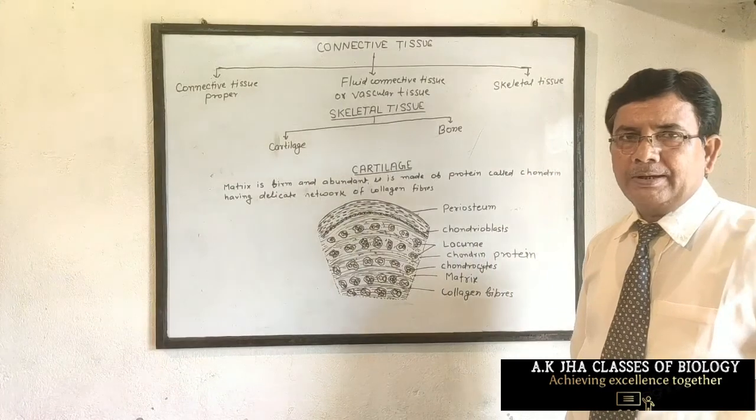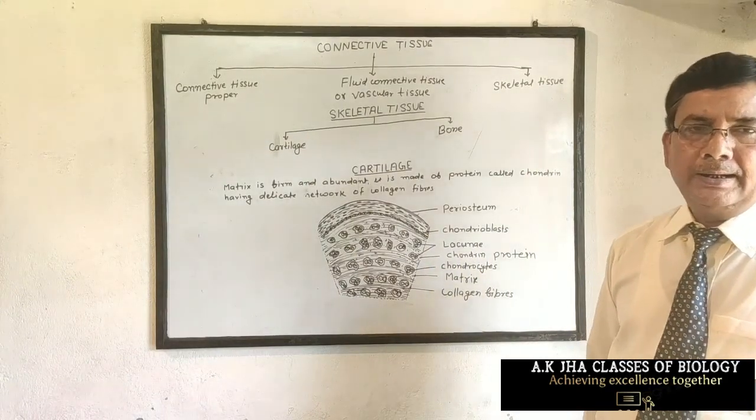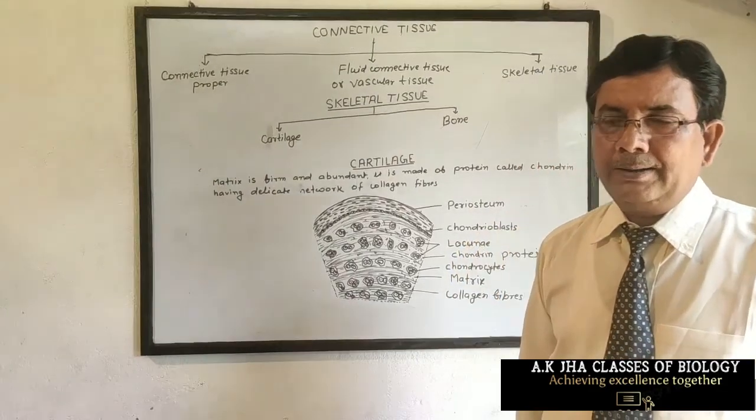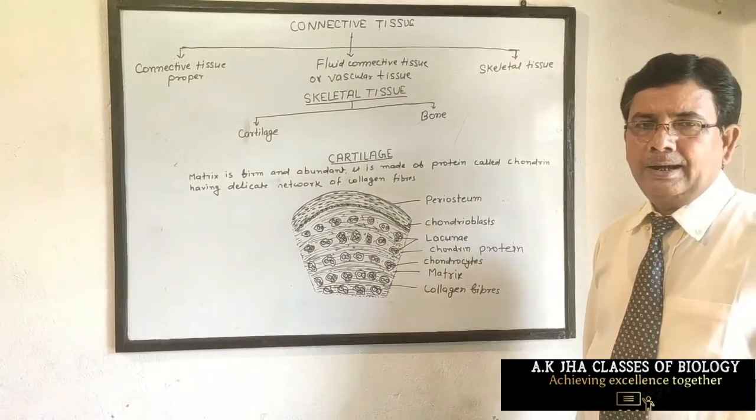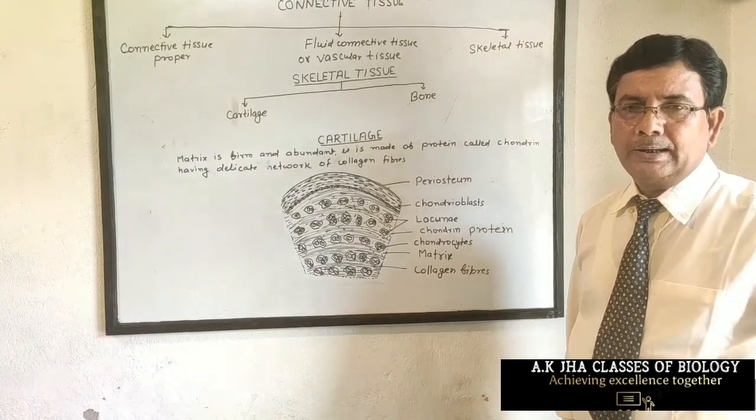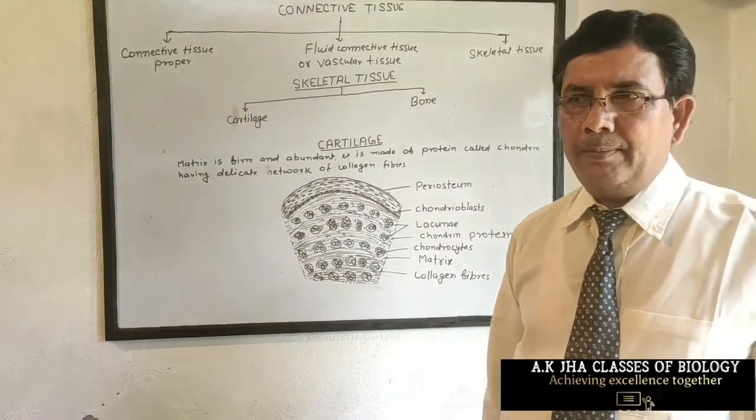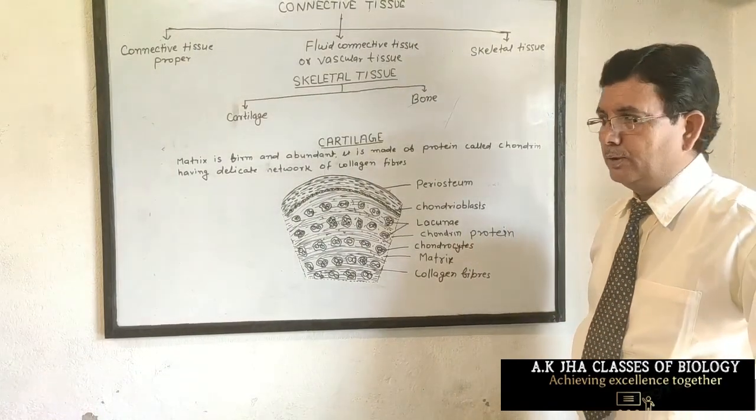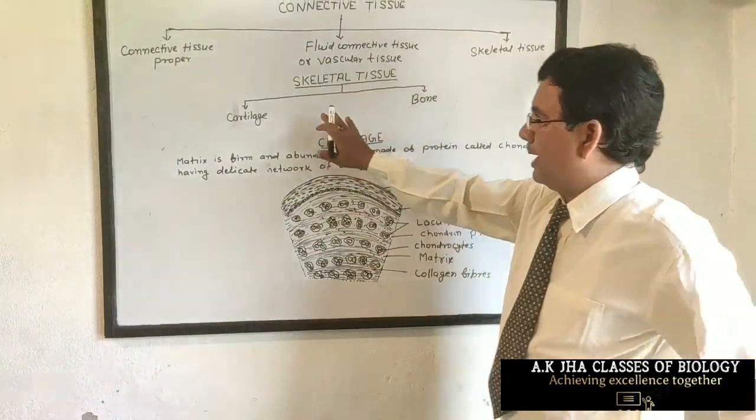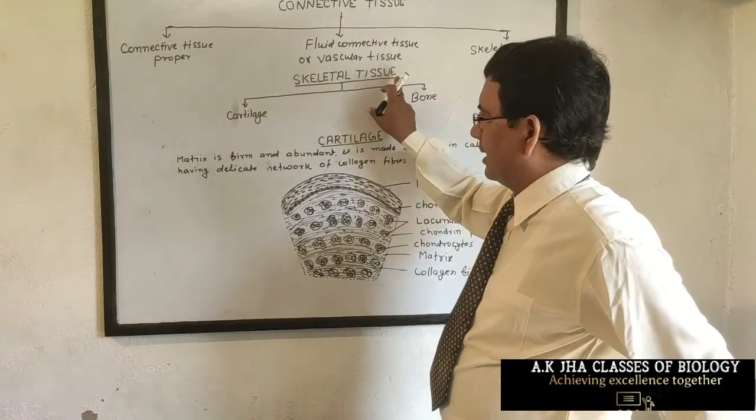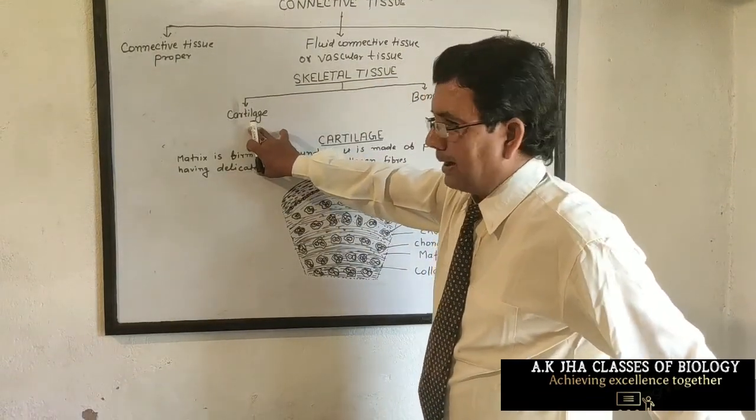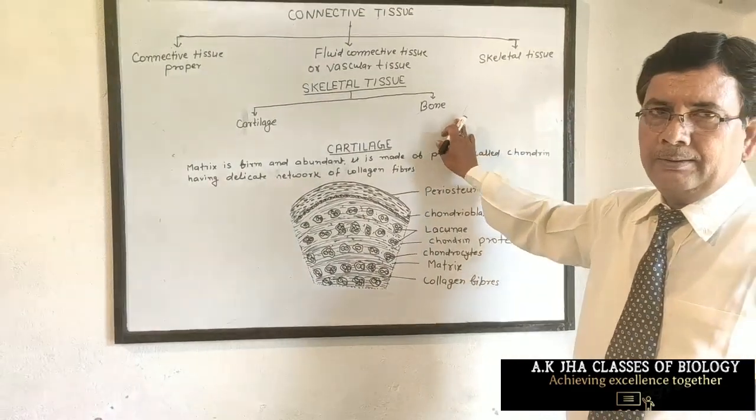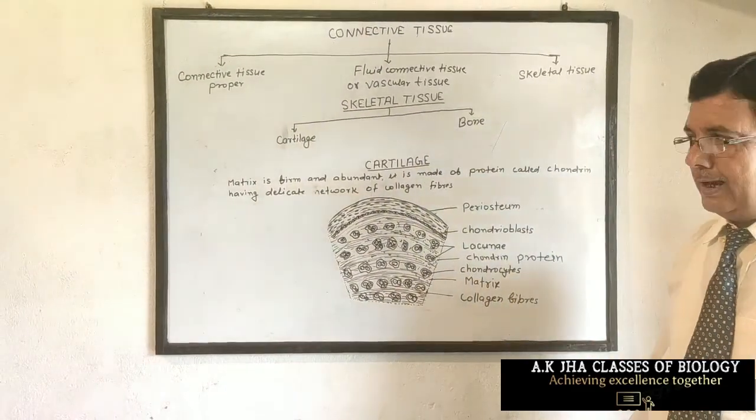Some animals have a skeleton made up of only cartilage, just like cartilaginous fish, but most of the higher animals have a skeleton made up of both bone and cartilage. We also have a skeleton of bone and cartilage. That is, skeletal tissue is of two types: cartilage and bone. We will discuss them one by one. First of all, cartilage, then bone.